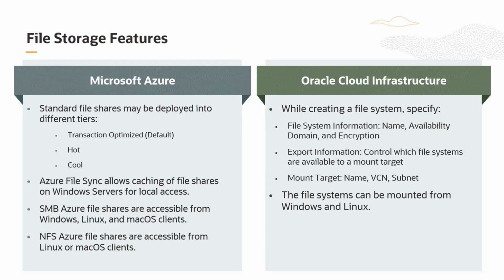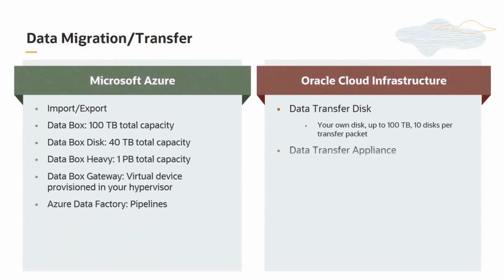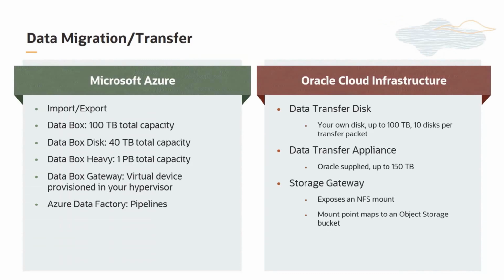In OCI, a mount target is an NFS endpoint that lives in a VCN subnet of your choice and provides network access for file systems. The mount target provides the IP address or the DNS name that is used together with a unique export path to mount the file system. A single mount target can export many file systems, and the file systems can be mounted from either Windows or Linux. Lastly, let's have a look at data migration or data transfer options.